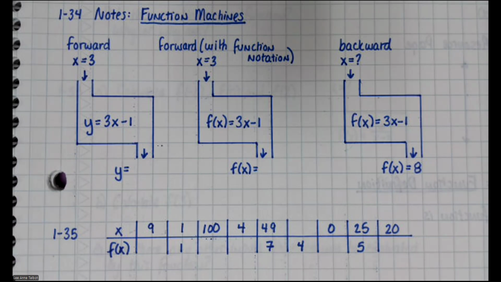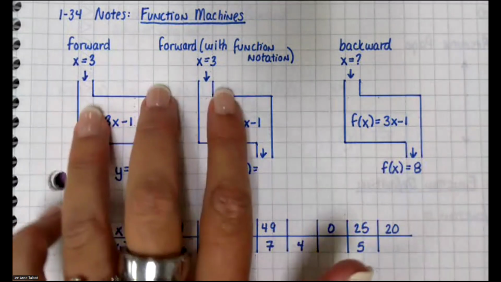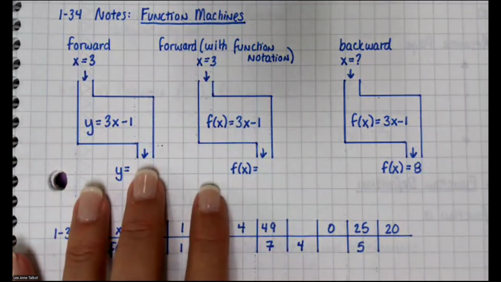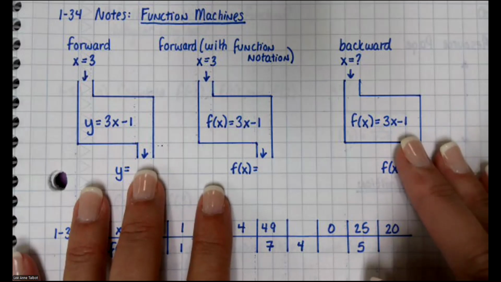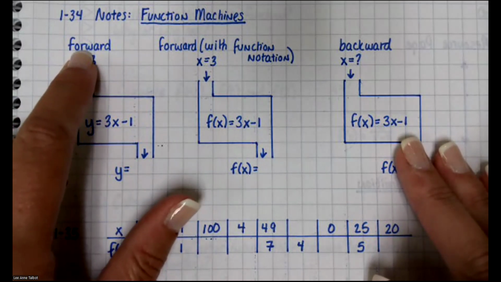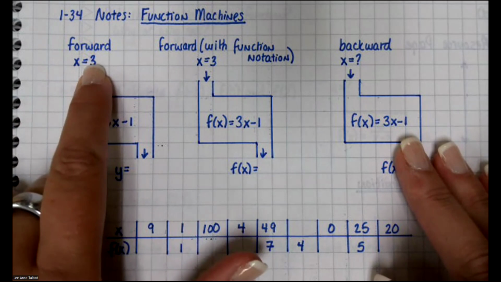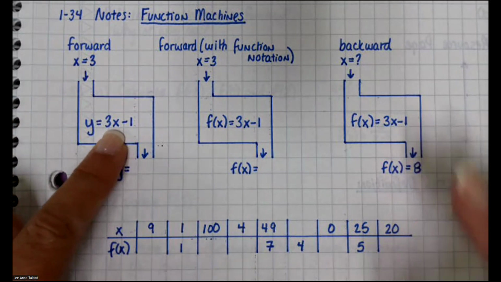Okay, everybody. So let's start with the function machines. I have three different types here. These two are actually the same. This one is backward. So when I say forward function machine, that means I give you the input and you're going to plug it in for x.